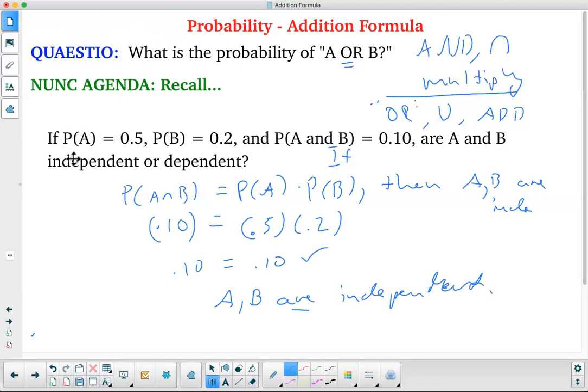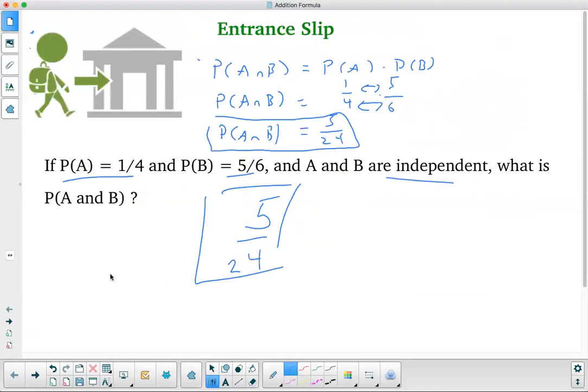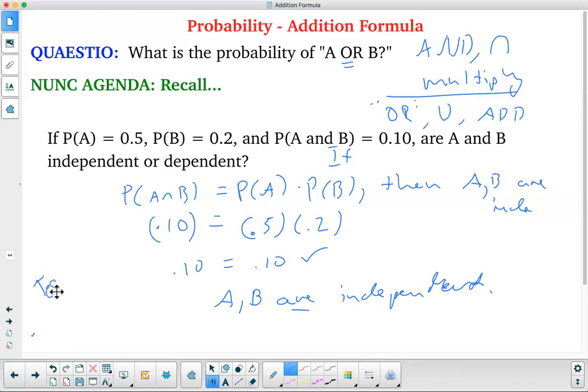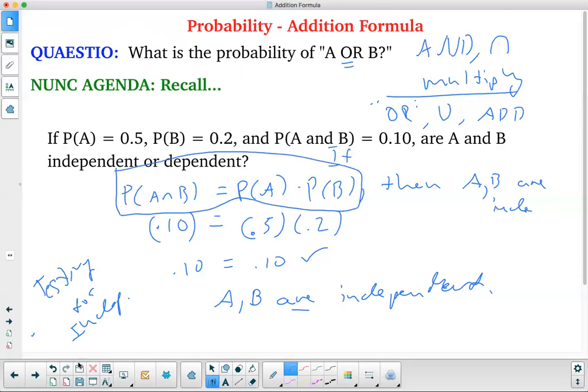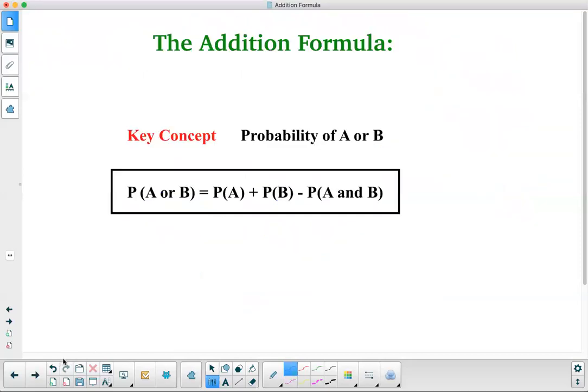All right, so this one over here was multiplying independent events, and this one was testing for independence using the same formula. Okay, now let's get into the new stuff.